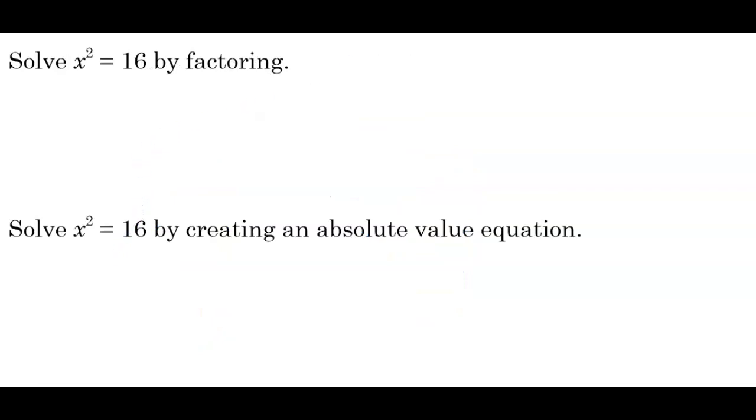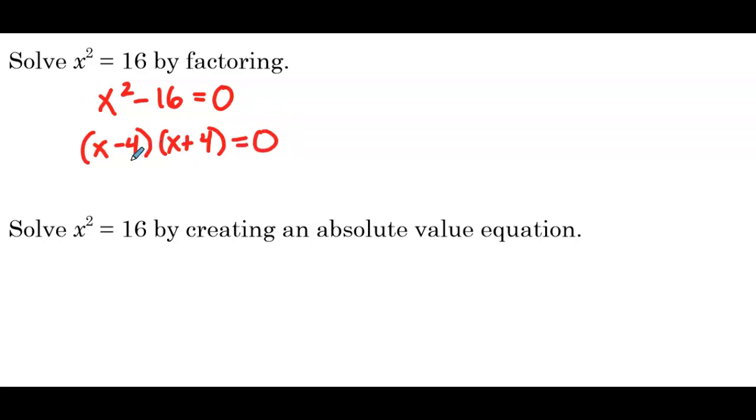Okay, so now turning to a quadratic, solve x squared equals 16 by factoring. Well, if we're going to solve by factoring, we need the equation equal to 0. So x squared minus 16 equals 0. That's by the zero product property. Next, we can factor x squared minus 16. So x minus 4 times x plus 4 equals 0. So then we would have either x equals 4 or x equals negative 4. Okay, so our solution set would be negative 4 or positive 4.